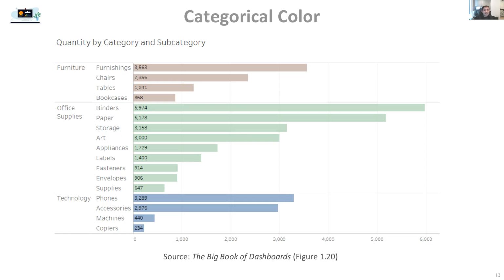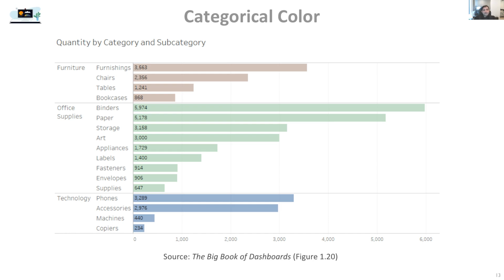This chart is an example of the categorical color scheme. It shows the quantity of office supplies of a company in three broad categories of furniture, office supplies, and technology. Under each category, there are several subcategories visualized with the same color.